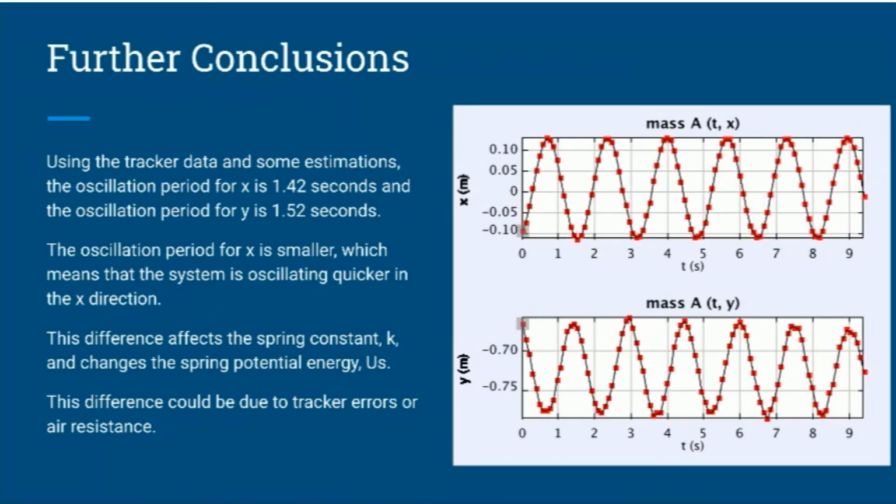Moving on to that, we can see the period of oscillation for the x and y components is different. This difference in oscillation affects the spring constant and the spring potential energy, and this difference can be explained by tracking errors or other errors, and that's all from the presentation.